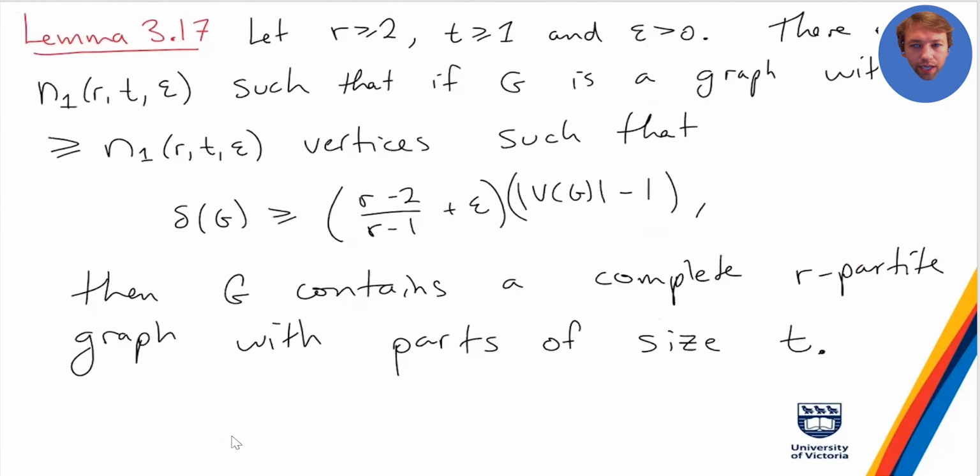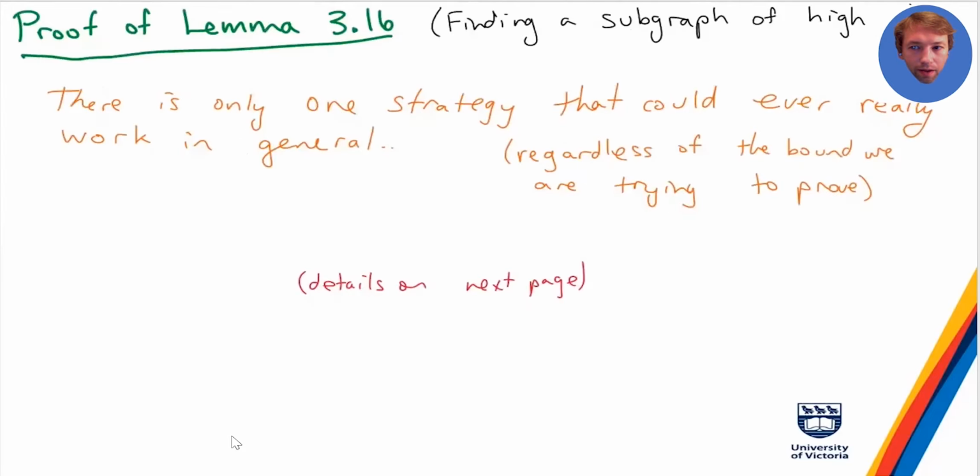So here's another lemma. Maybe I will not say anything about this today because we're not going to prove it. But I'll now just talk about the proof of lemma 3.16. So this is the one where we're trying to find a subgraph with high minimum degree. Now, if you think about it, if anyone asks you to find a subgraph of high minimum degree, in some sense there's only one algorithm to do that. There's only one strategy. The difficult part comes in analyzing it.